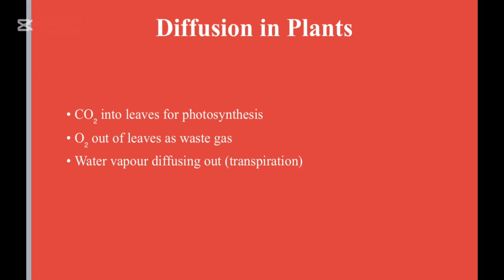Now, the major substances that are diffused in plants include carbon dioxide, oxygen, and water vapor, which diffuses out by the process of transpiration. Those are the major substances that diffuse in or out of the cell of a plant.